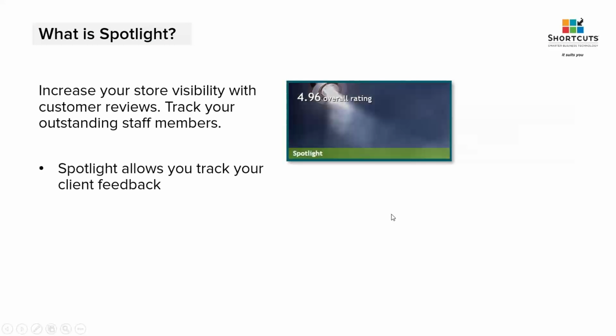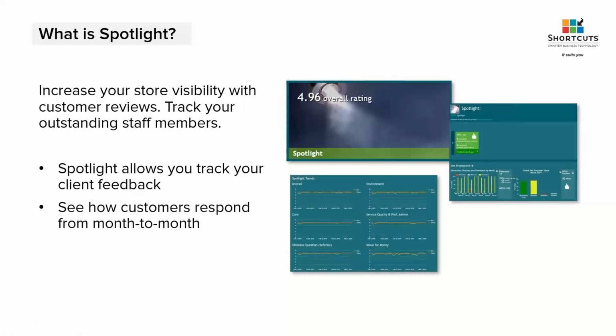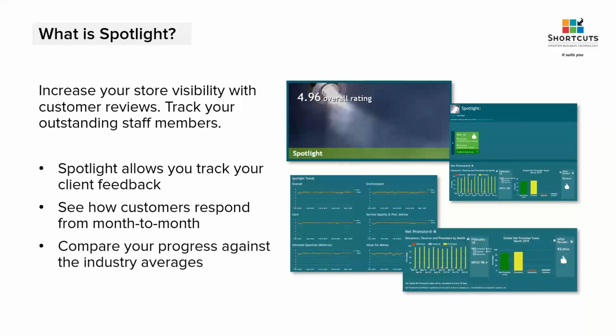So now that you've told Shortcuts, okay, my customers have the ability to receive a survey. Where do you go to look at the surveys? Where do you go to see the responses to see how your business is trending? You have to go to the Shortcuts console. So the console is where you set up things like online booking or giving your staff permission to access their appointment books. In there, there's something called Spotlight. So this looks at customer feedback. This allows you to see how customers are responding, so how your business is actually trending month to month based on the surveys. And you can even see how you're trending against the industry averages.